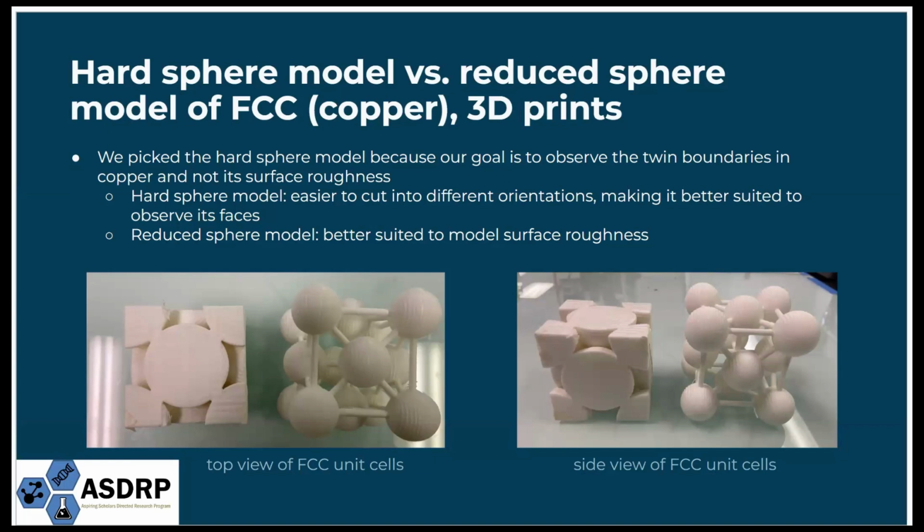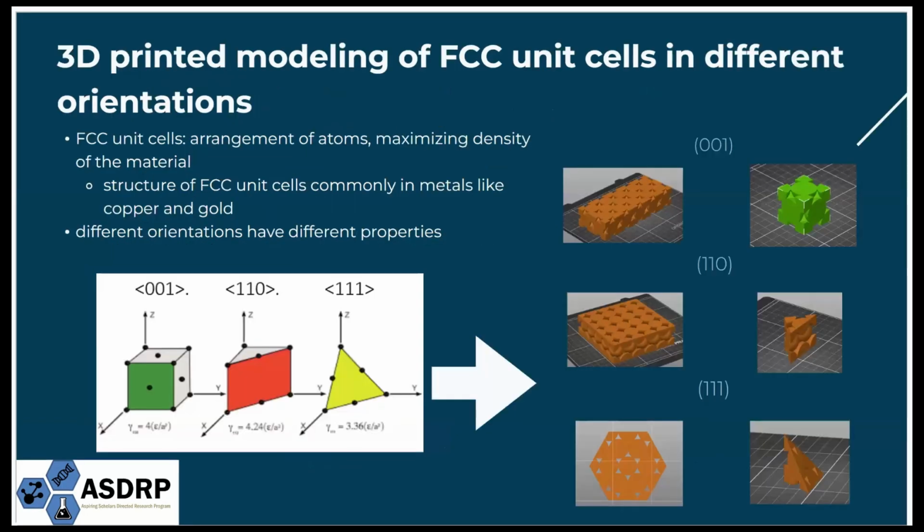From there, we had to choose between the hard sphere and the reduced sphere model. On the left is the hard sphere model, and on the right is the reduced sphere model. In our opinion, the reduced sphere model is better suited to study surface roughness because of the rounded out atoms in the model. That's different from the flat faces of the hard sphere model, which are also easier to cut into different orientations, making it better suited to observe its faces. And for those reasons, we chose the hard sphere model.